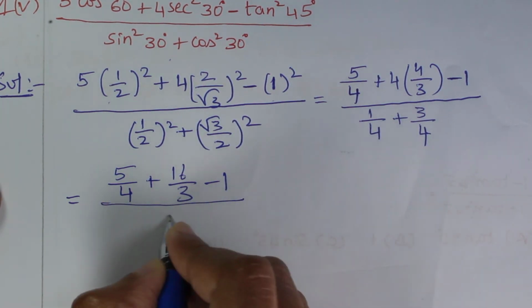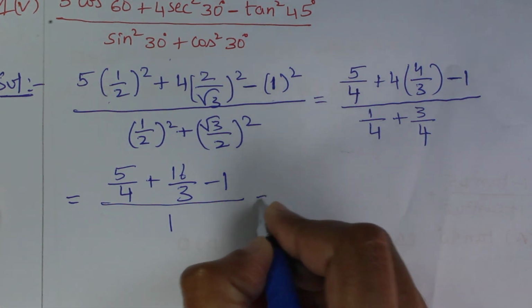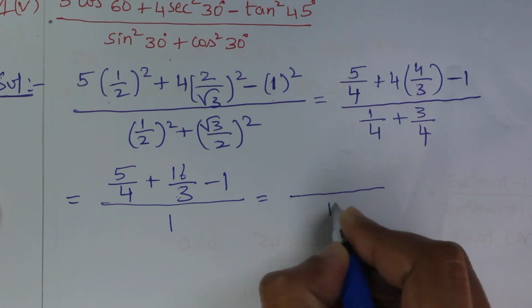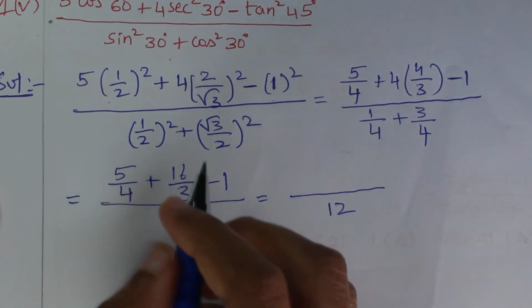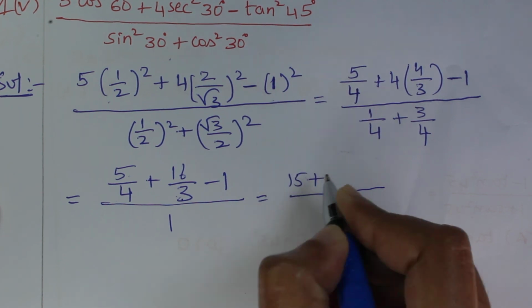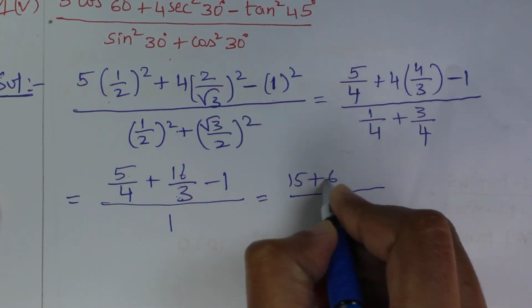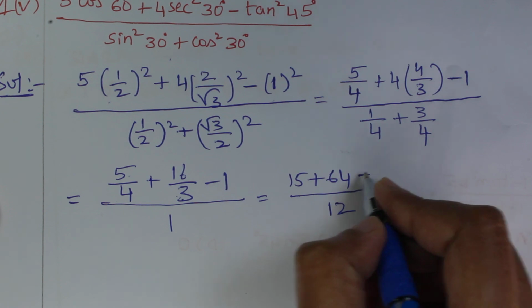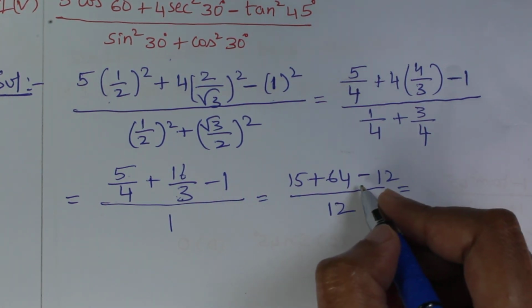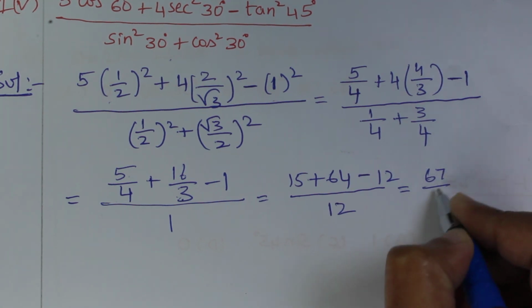So divided by 1. This is equal to, I'll take the LCM for numerator. LCM is 12. 4 into 3 is 12. 5 into 3 is 15. Plus 16 fours is 64. Minus 12. That is equal to 67 divided by 12.